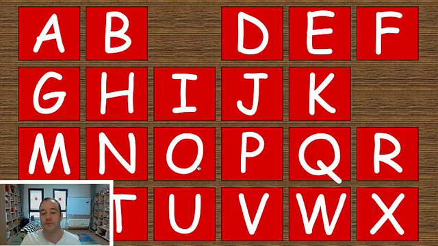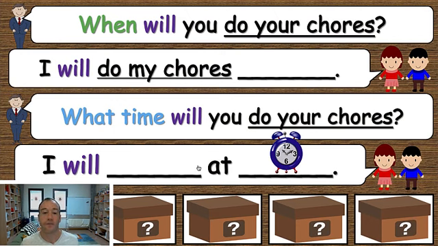Next team comes up. They choose O. Okay, here, chores. So when will you do your chores? One student asks the other student, when will you do your chores? I will do my chores before bed. What time will you do your chores? I will do my chores before bed at 9:30. They choose the second one.